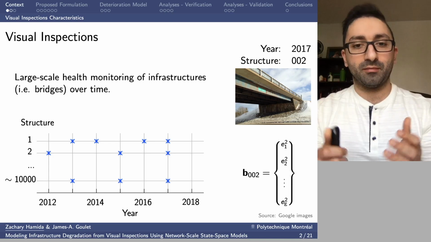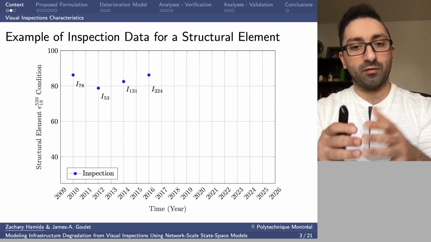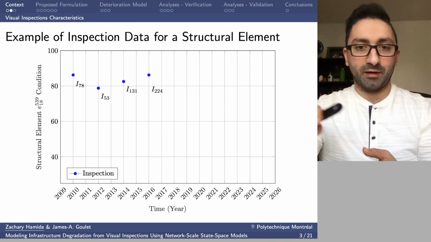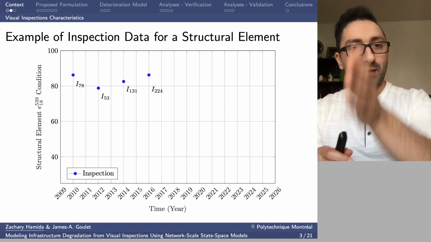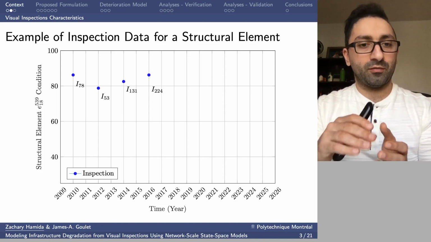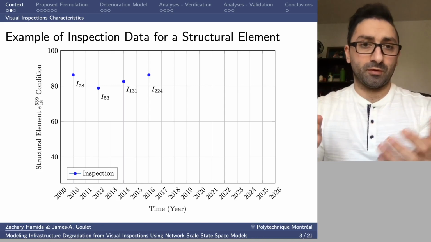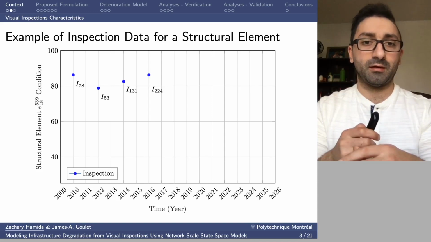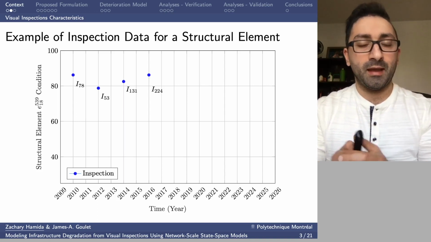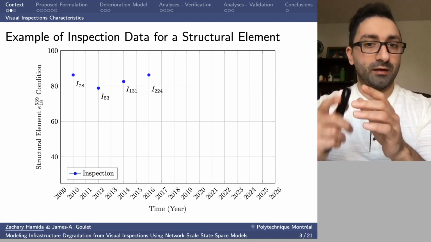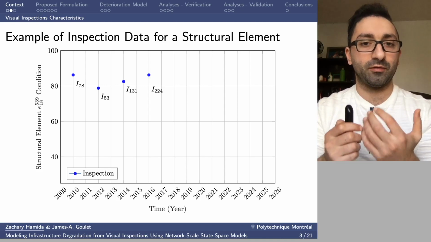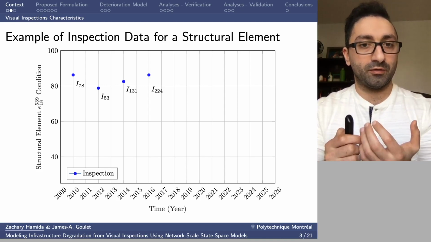So with the global picture in mind, let's look at a single structure element and how the inspections would look like. On this graph, on the x-axis, we have the timeline, which is on a yearly scale. On the y-axis, we have the structure element health condition. So it's ranged from 25 for the worst possible condition up to 100 for structure element in perfect condition. The inspection data are represented by the blue points, and each blue point is associated with the letter I and an ID number. These refers to the inspectors responsible for the evaluation.